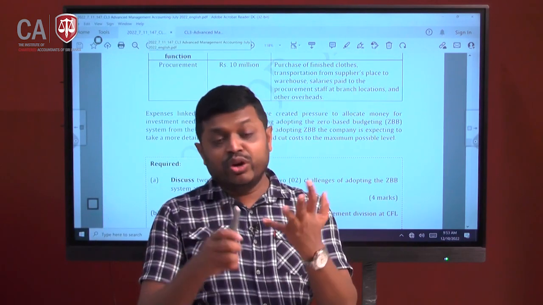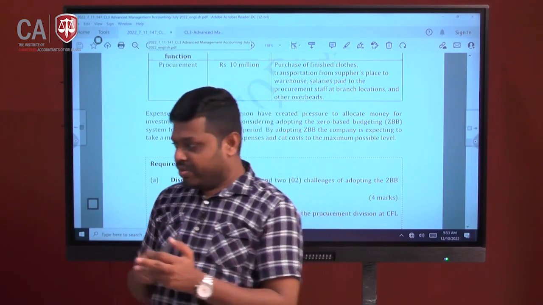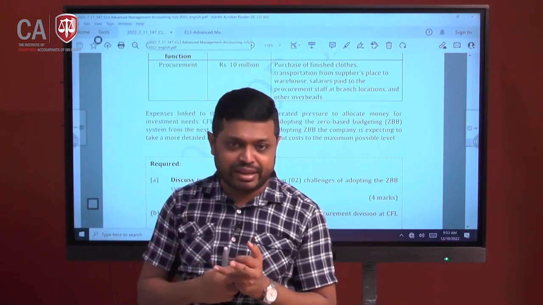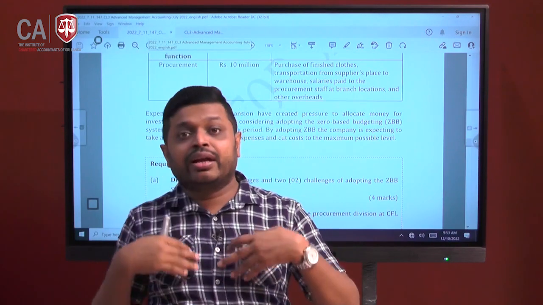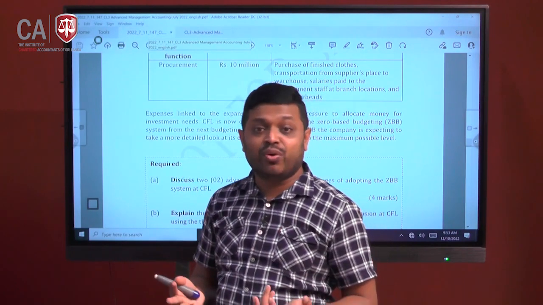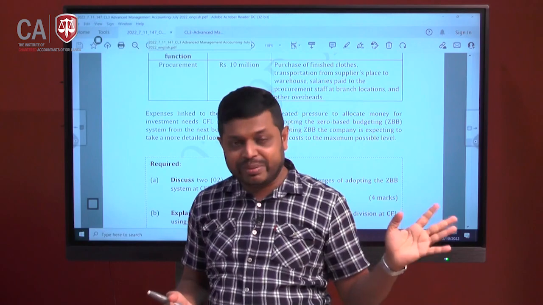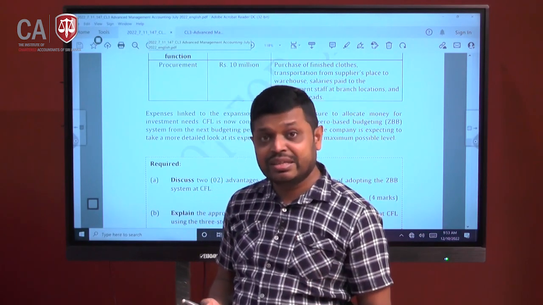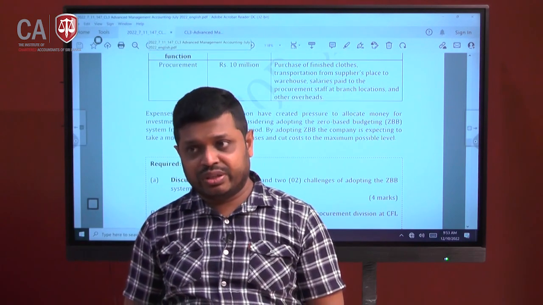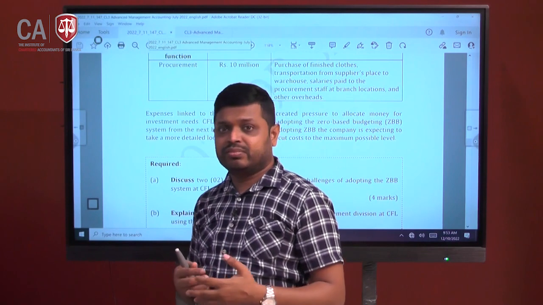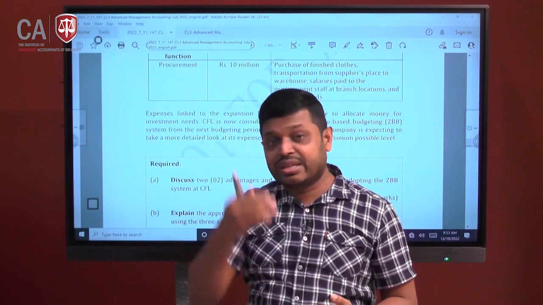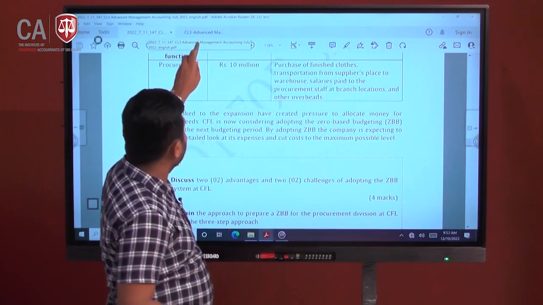Advantages: innovation will be encouraged because you will not carry over the previous deficiencies. It will be done at a fresh moment, with a fresh budget. You have to justify in all the ways, and inefficiencies will be eliminated, efficiencies will be increased, and new innovation will be there, and it will motivate employees. They can justify their expenses, and cost reduction can be done. Okay, we will see the answer.